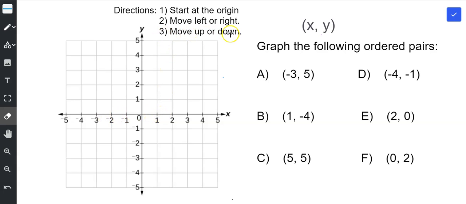Number three, then you move up or down. So once you move left or right, then you move up or down. That is your y-axis movement, your vertical movement. That comes second. Take a look at this coordinate.